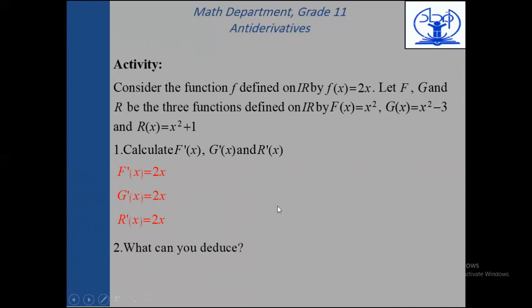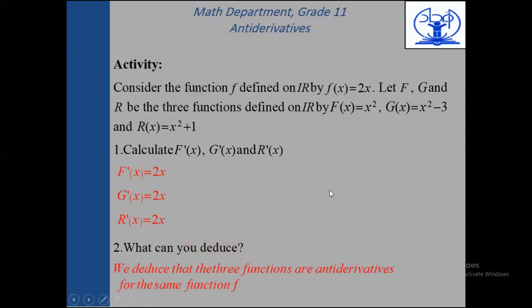What can you deduce? We can deduce that these three different functions are all considered antiderivatives of the same function 2x. But what about them? They differ only by a constant. The expression in x is the same in all of them, but they differ by a constant. So if you find G of x minus F of x, you will get a constant because the x squared will cancel out.